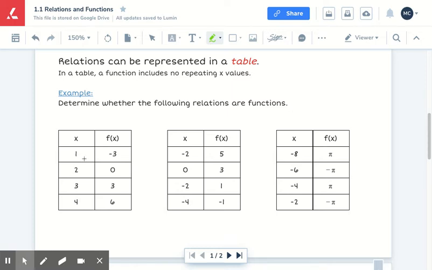Now, not only does the x value have to repeat, but if it does repeat, it has to go with different y values over here. So first I'm going to see if any of the x's happen more than once. So 1 occurs only once, 2 occurs only once, 3 occurs only once, and 4 occurs only once. So with this one, I don't even have to look at the y values. I can say that this is a function.